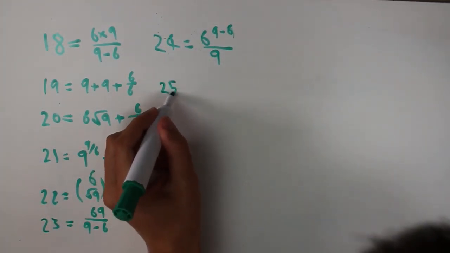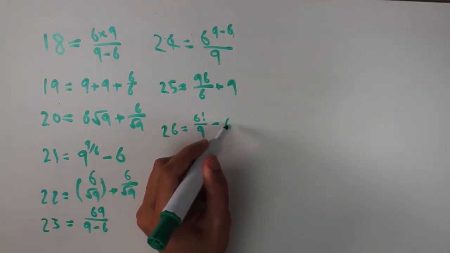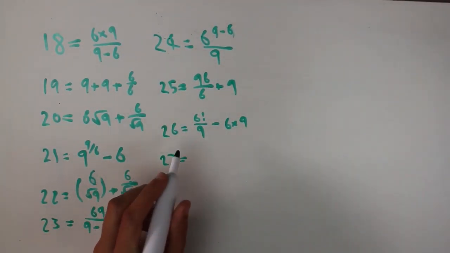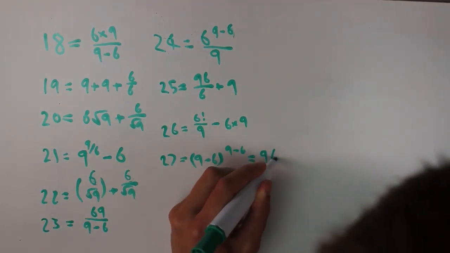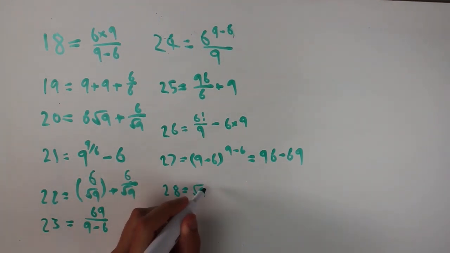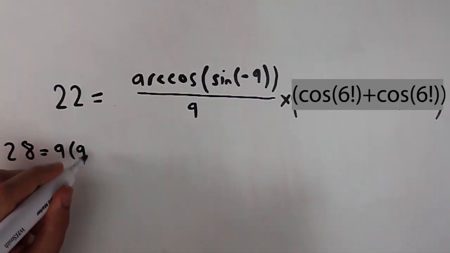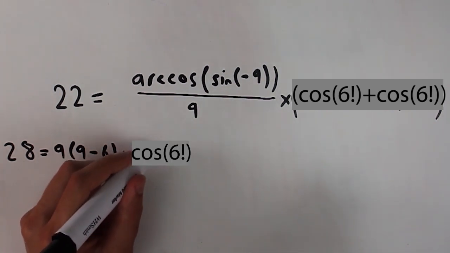24 is 6 to the 9 minus 6 over 9, 25 is 96 over 6 plus 9, 26 is 6 factorial over 9 minus 6 times 9, 27 is 9 minus 6 to the power of 9 minus 6, or 96 minus 69. I thought they both look really nice. 28 is root 9 to the power of root 9 minus 6 over 6. Or alternatively, 9 times 9 minus 6 plus cos of 6 factorial.